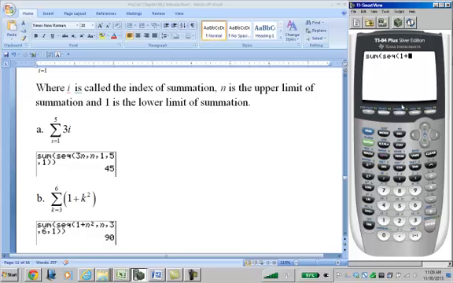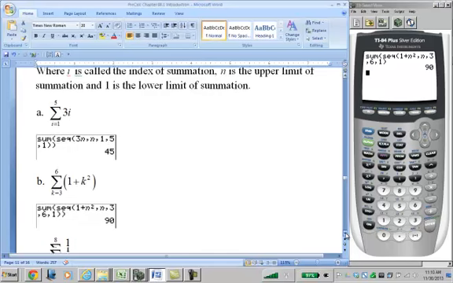So we got 1 plus, but in the calculator you only have one choice, and that's n. Plus 1, n squared, comma, n, comma, 3. We're beginning at 3. Comma, we're ending at 6, so we put in the 6, and we're going up 1 step at a time, unless we're told otherwise. Hit enter and we get 90. That's a heck of a lot easier than adding it all up by hand.